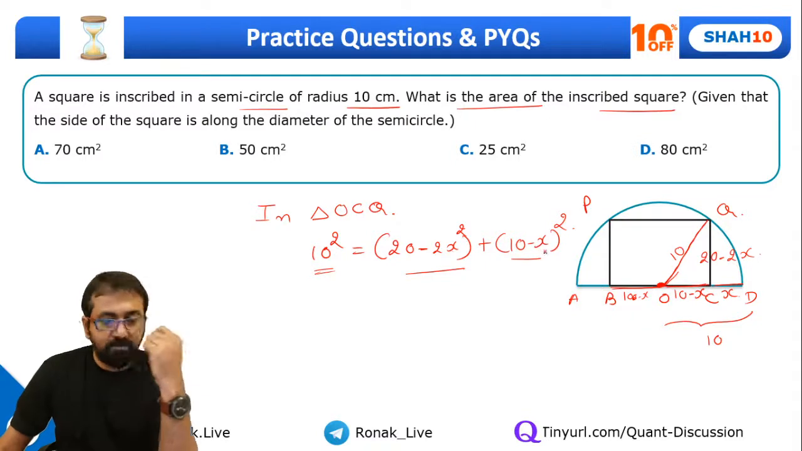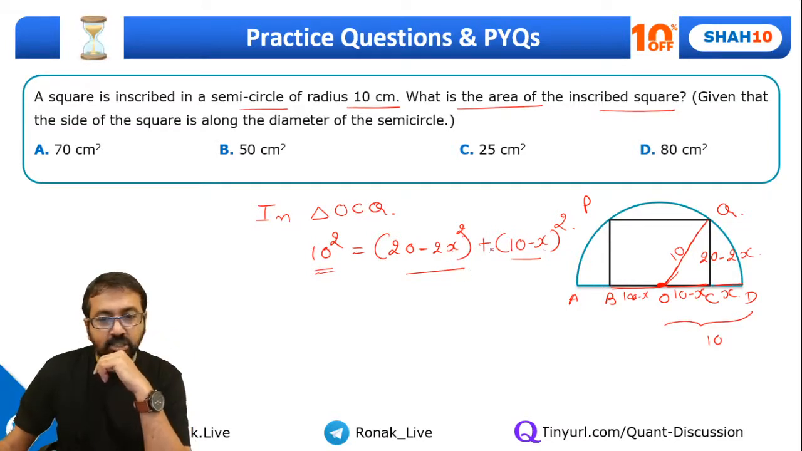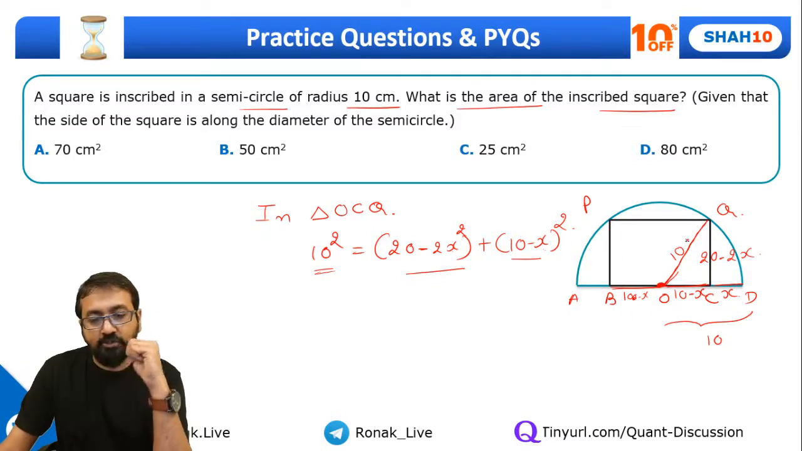So if I take x as 4, so 10 minus 4 is 6. This will come out to be 6 square, but at the same time this should come out to be 8 square, right? But it's not coming out. So again, the side of the square is along the diameter. What is the area of the inscribed square? We need to find out area of this inscribed square.